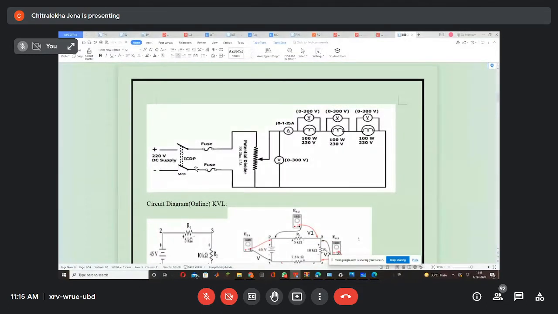So ICDP is ironclad double pole. You will see this ironclad double pole in the video. Maybe they are not using it now. I will show you the image. Here, we are giving a 220 volt DC supply. How will you provide it? We will use the ironclad double pole so that in a single throw the 220 volt supply will be connected to the circuit.